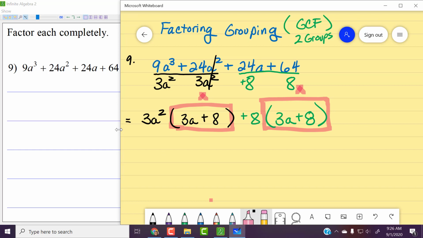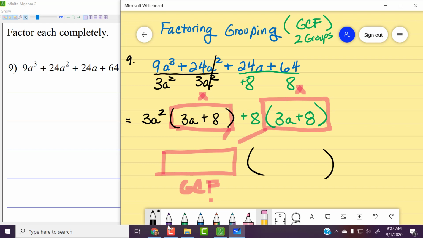So I said that the box was the GCF, so I'm going to write that out first. So I'm pulling the box out, just like all the other problems. And then I'm writing what's left over in the second parentheses. So I don't just have box though, right? I have 3a plus 8 and they're exactly the same. So this is part of that GCF. So that is factored by grouping.